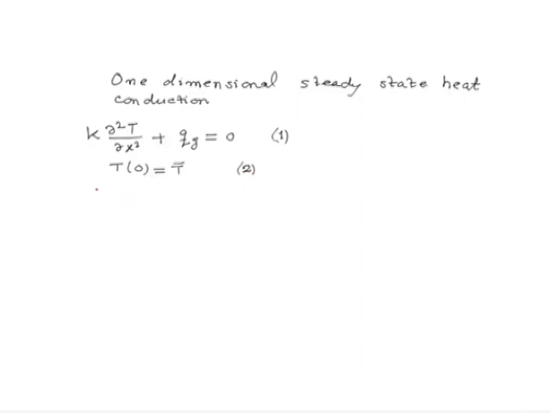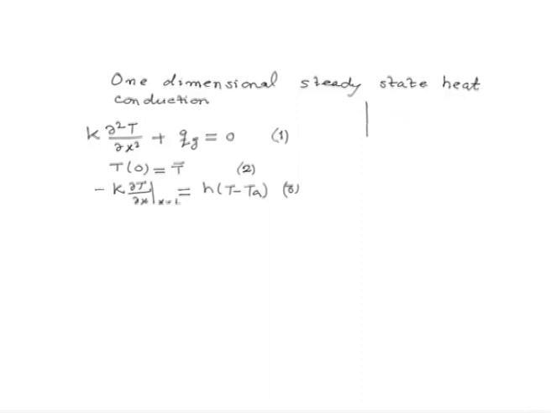and the third boundary condition was given as minus k ∂T/∂x at x = L equal to h into (T minus Ta). So let us call this as our third boundary condition.